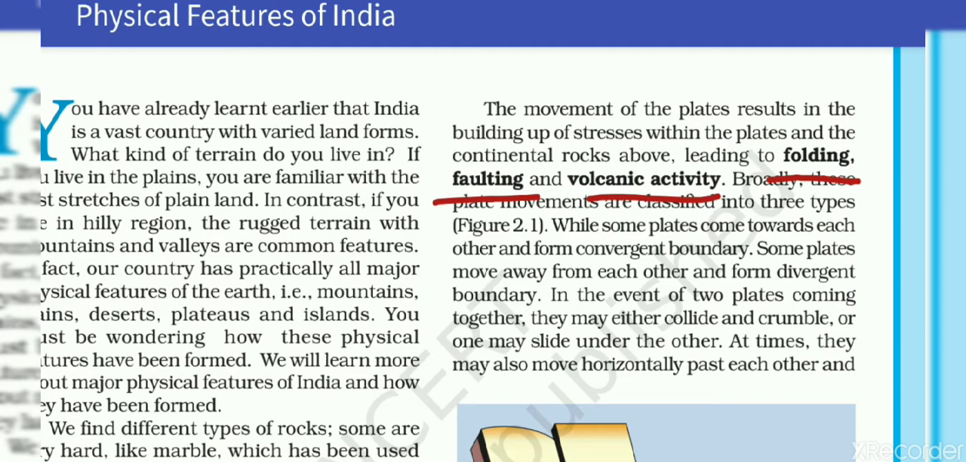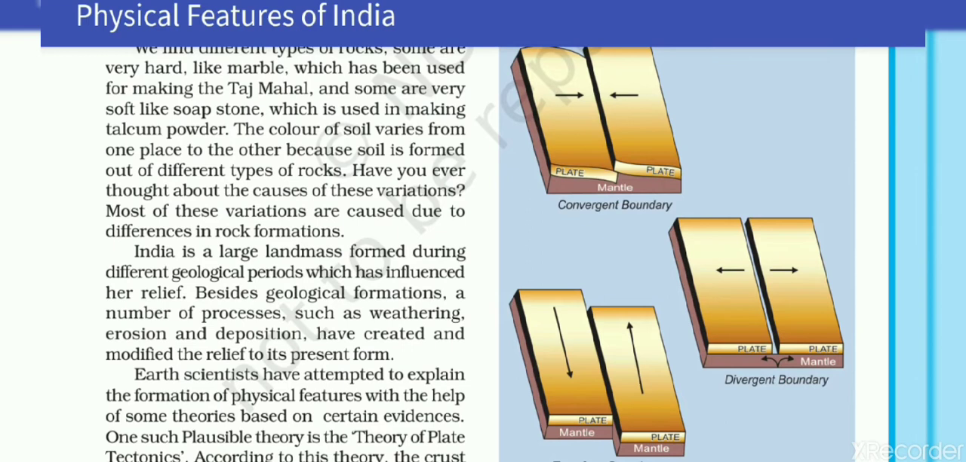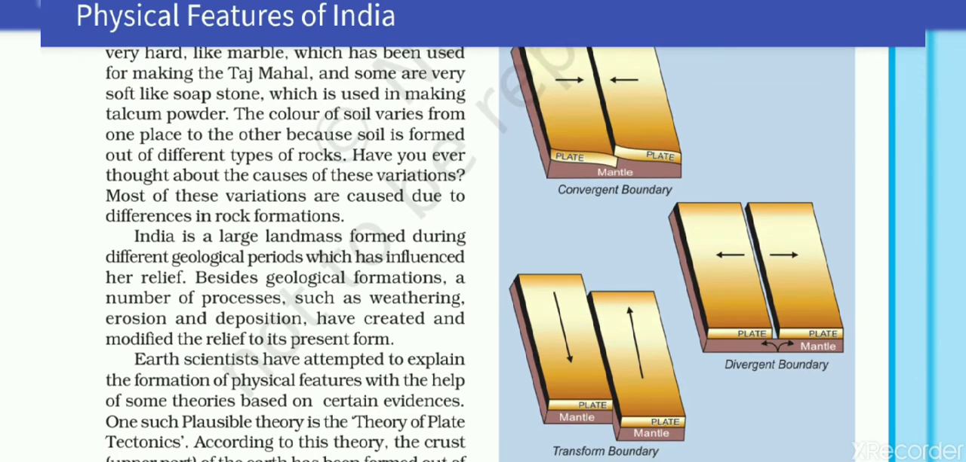Now what is the next topic? Types of plate movements. As you know, this is the topic. So here you should know that these plate movements are classified into 3 types. Let us see. These are: the first one is convergent, the second one is divergent and the third one is transform. One by one we are going to discuss these plate movements.